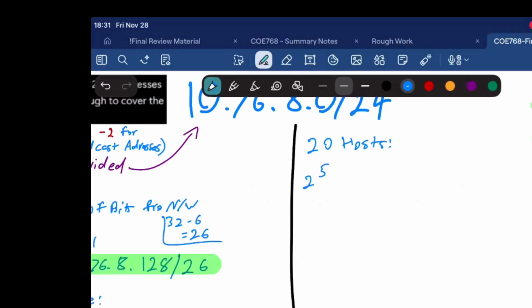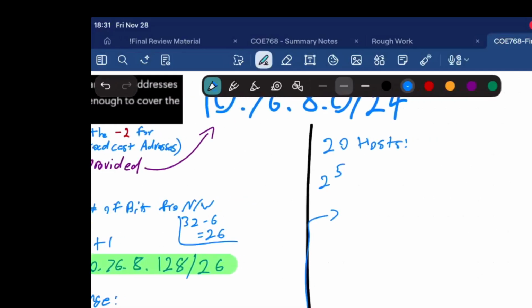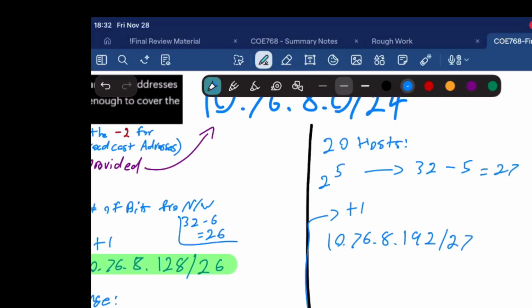Once again, 5 is our number of host bits, and we would increment from the previous. So we have 191, so we'd plus 1 from that, and we would start with 10.76.192 slash, then to find it we would do 32 bits minus 5, giving us 27. 27 is our subnet mask.